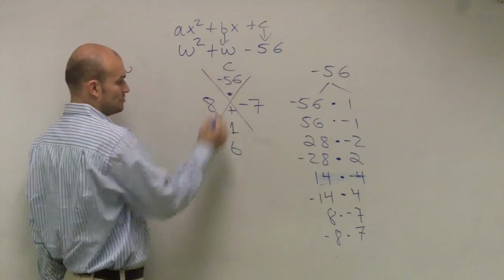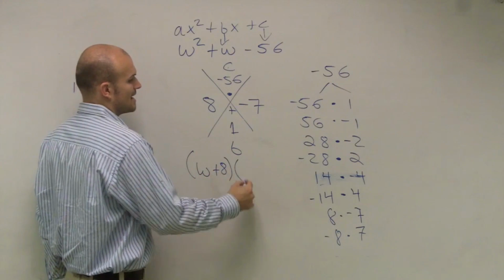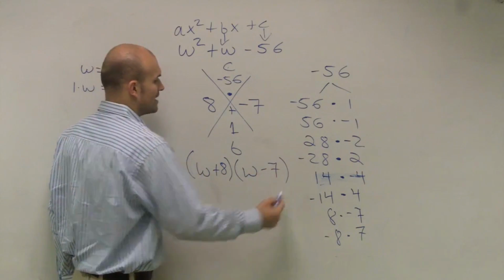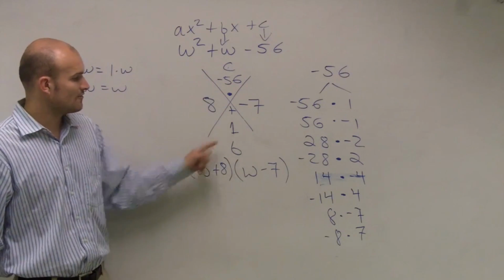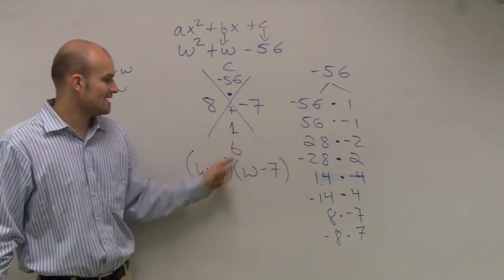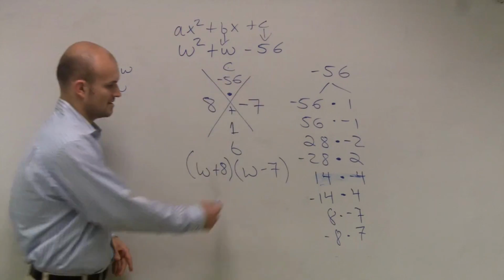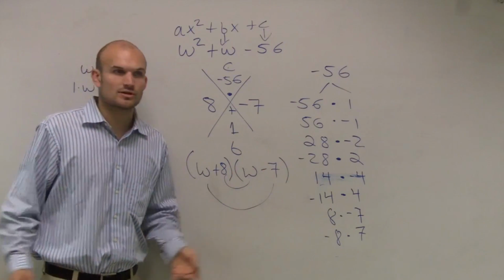I rewrite this as two binomials. It's going to be w plus 8 times w minus 7. And remember, why do we use the w's? Because when we do FOIL, we multiply our first two terms, w times w gives us w squared. Our last terms, 8 times negative 7, give us negative 56. And then when we FOIL to check our answer, that will give us our middle term.